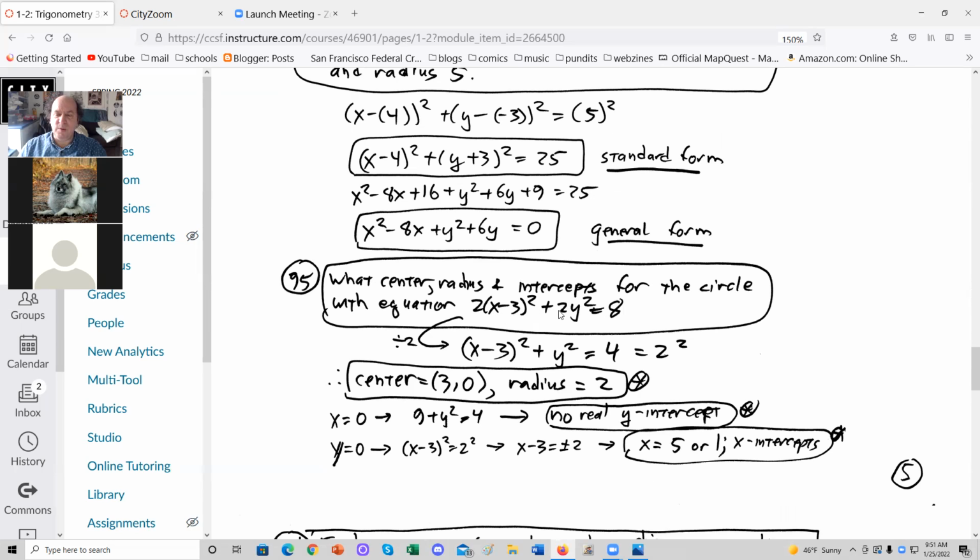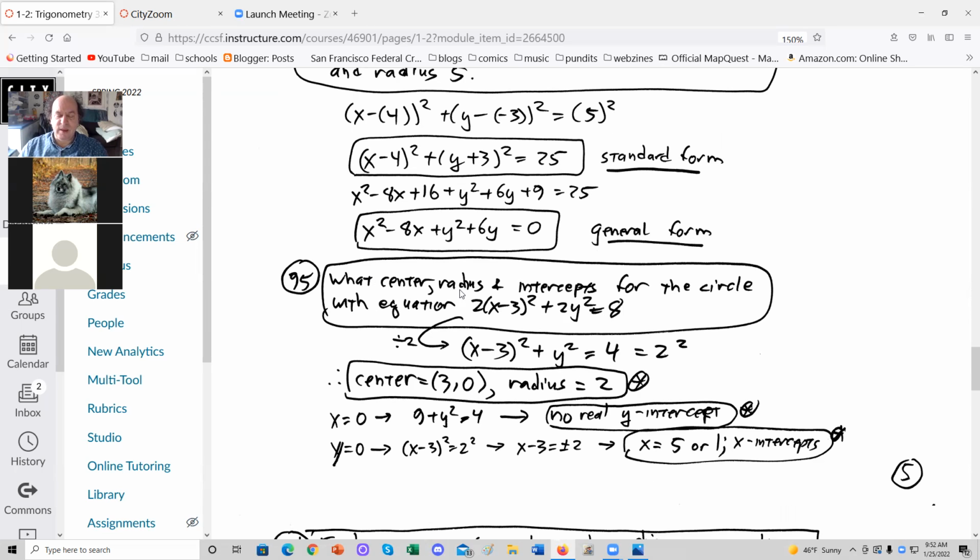What are the center, intercepts, and radius for the circle with this equation: 2 times x minus 3 squared plus 2y squared equals 8. Well, these 2s are annoying. Fortunately, they're the same number. If there were different numbers, this would not be a circle equation. It would be an equation of an ellipse. But all right, we divide by 2 and get x minus 3 all squared plus y squared equals 4. And that 4 is 2 squared. So this is x minus 3, y minus 0, and 2 squared. So the center is 3 by 0, and the radius is 2.